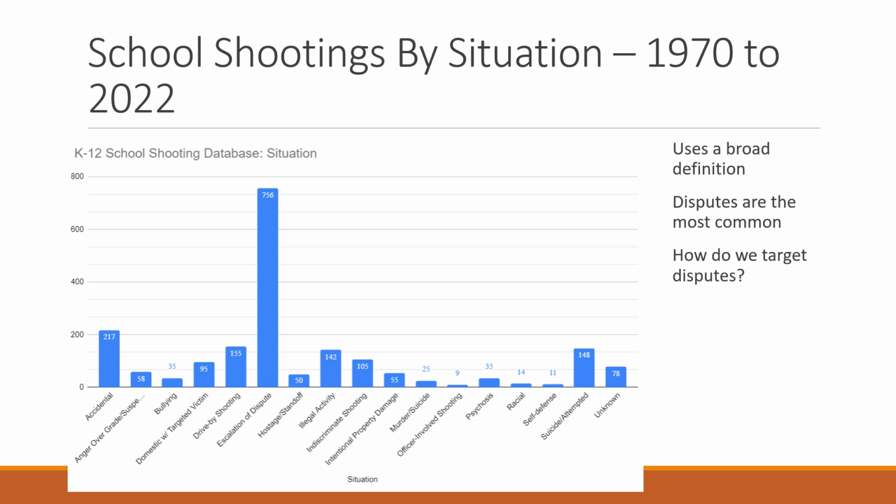So if we're looking at this, we see that disputes are the most common. You can kind of think to yourself, how is targeting a dispute different from thinking about somebody who is planning a mass shooting?